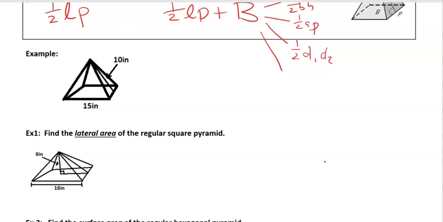All right, let's go ahead and do this. 1/2 perimeter times slant height.